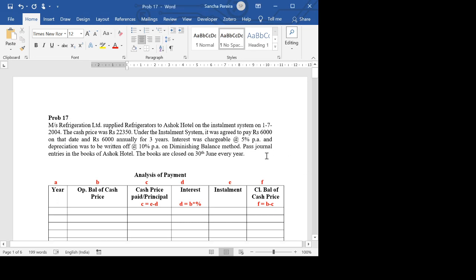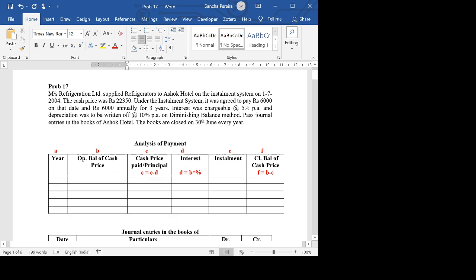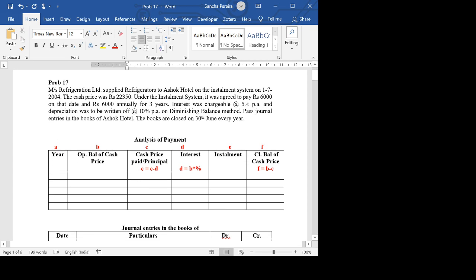So let's start with the 17th problem. Refrigeration Limited supplied refrigerators to Ashok Hotel on the installment system on 1st July 2004. The cash price was rupees 22,350. Under the installment system, it was agreed to pay rupees 6,000 on that date, so this becomes a down payment, and rupees 6,000 annually for 3 years.